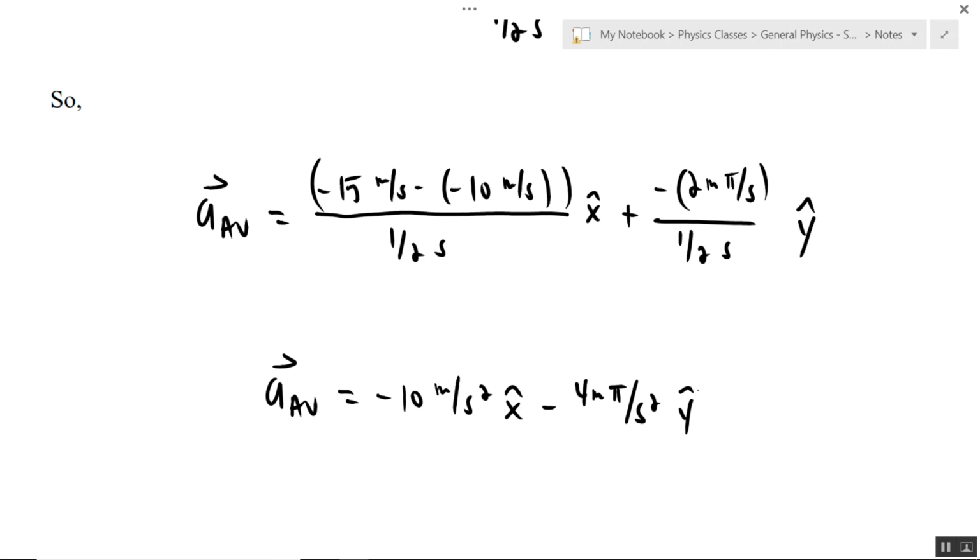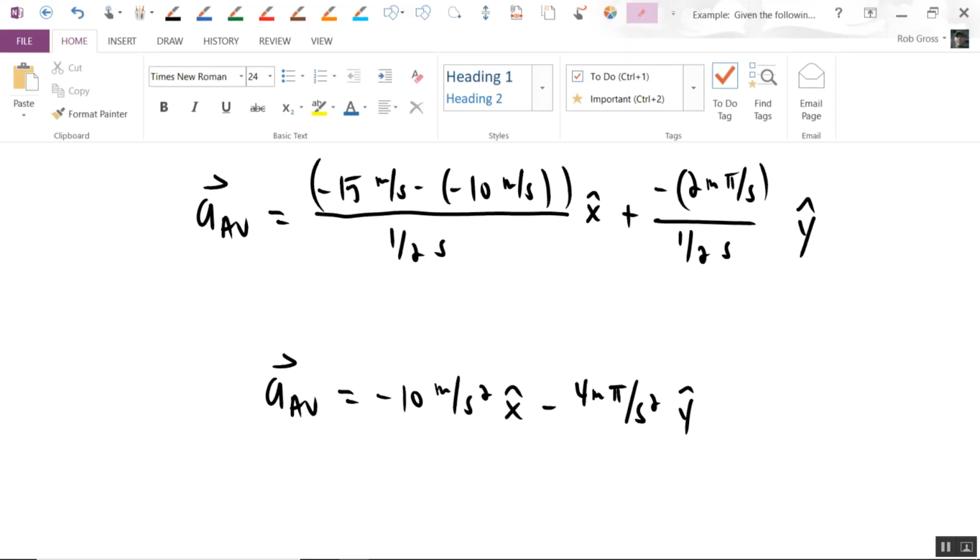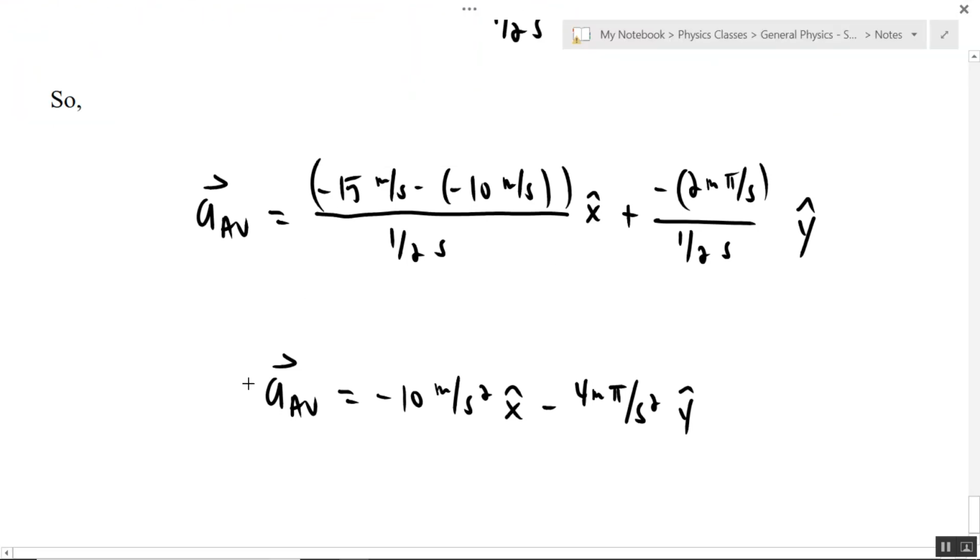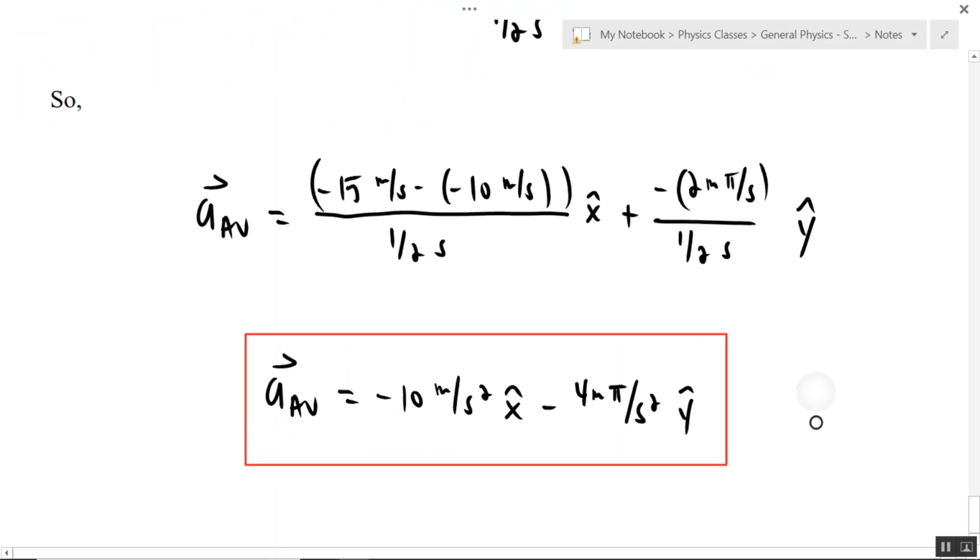All right, so does that make sense? Yeah. From here to here? Yeah, if you multiply by 2. Yeah, because you're dividing by 1/2. Okay, right? Same thing, yeah. All right, so does that make sense? That's the average acceleration vector at that point.